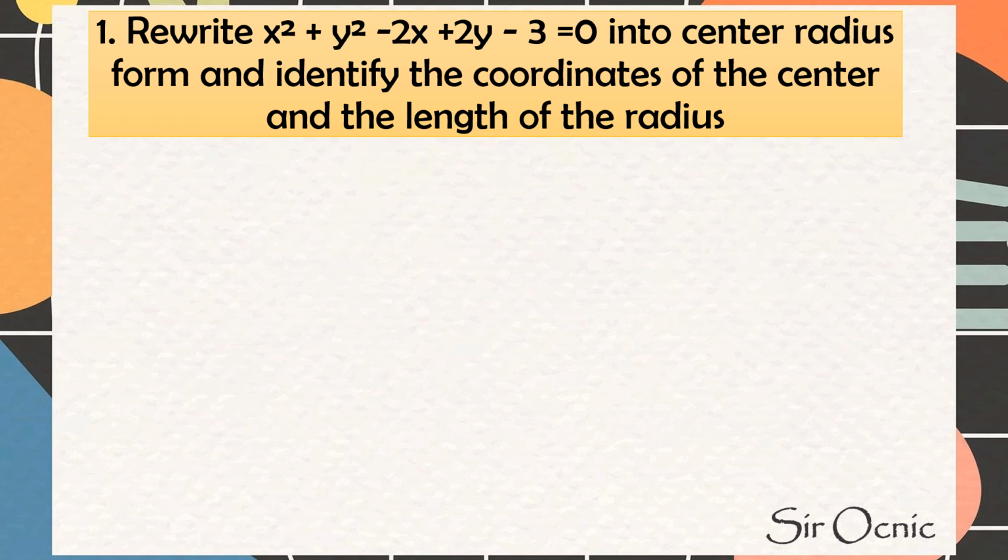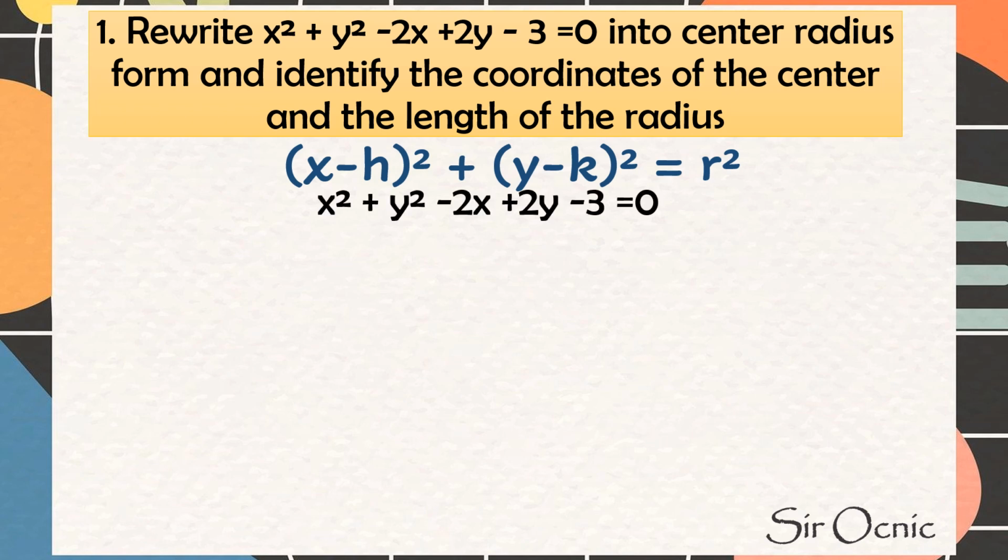Rewrite x squared plus y squared minus 2x plus 2y minus 3 equals 0 into center radius form, and identify the coordinates of the center and the length of the radius. Let us first regroup the terms included in the equation. That is equal to quantity x squared minus 2x plus quantity y squared plus 2y equals positive 3.